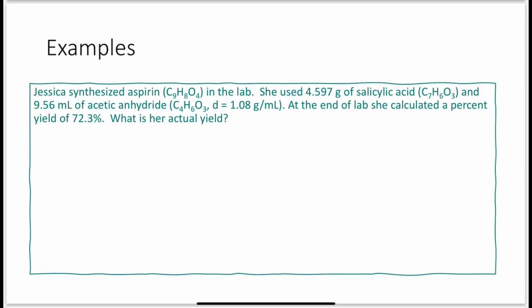Let's go ahead and work some problems. We're going to combine all the concepts together, okay? Just limiting reactant, excess reactant, percent yield, all of it. First up, Jessica synthesized aspirin, C9H8O4, in the lab.